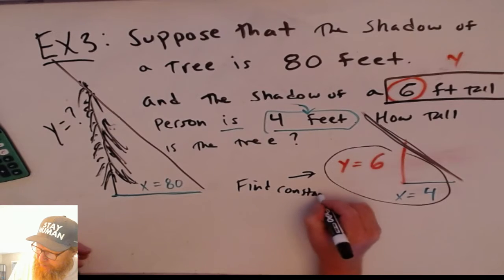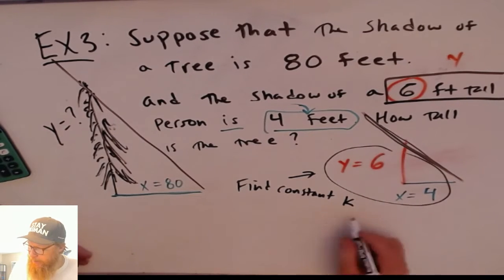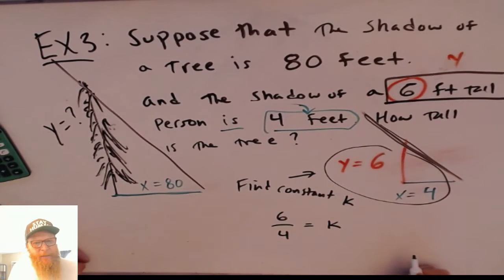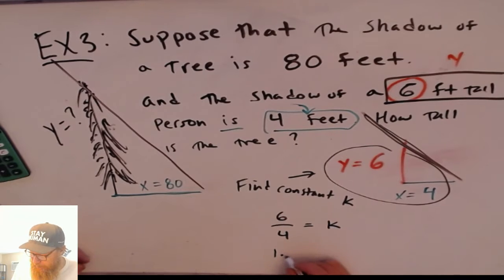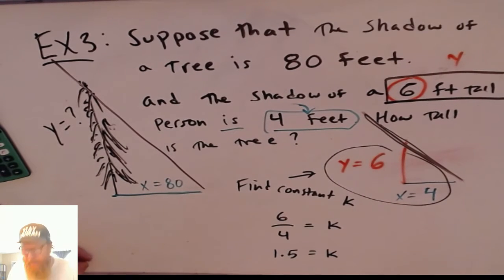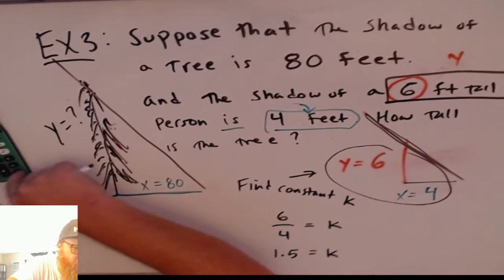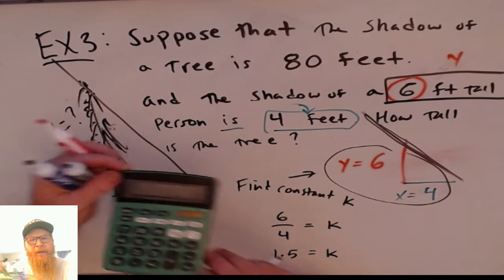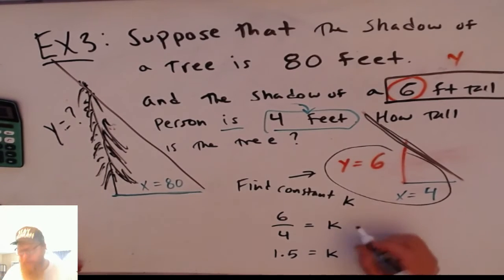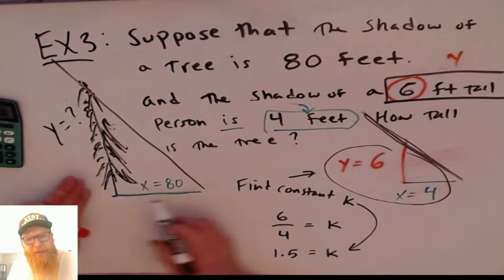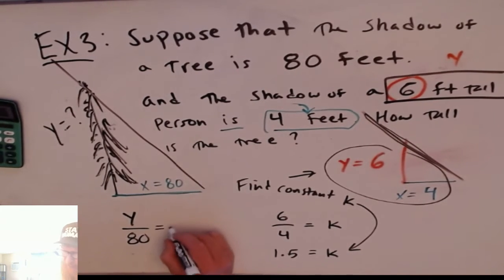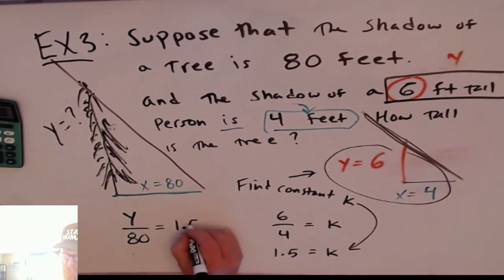Find the constant first. So what is the constant? 6 over 4 is equal to k. You can probably do 6/4 in your mind. 6 divided by 4 is 1.5. If you have to, go 6 divided by 4, and you still get 1.5. All right, so find the constant of proportion, and then you just come over here to the tree, and you say y over 80 is equal to k, which is 1.5.